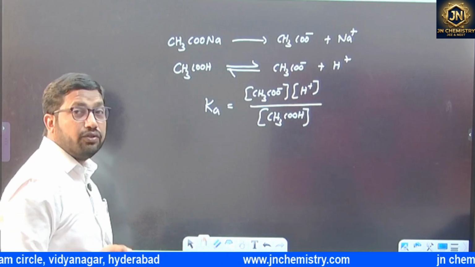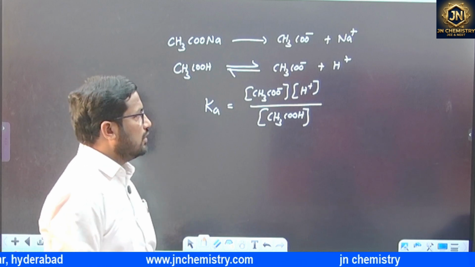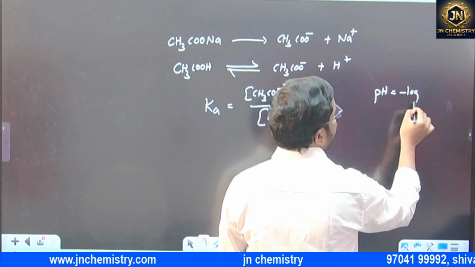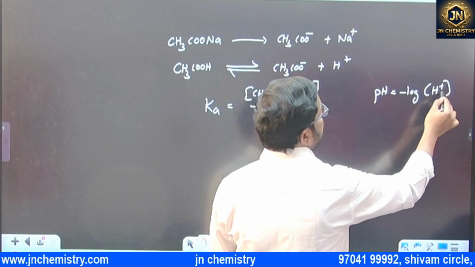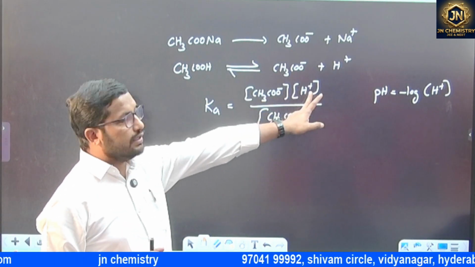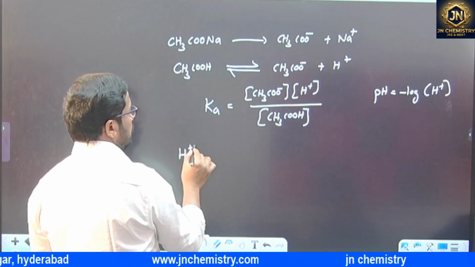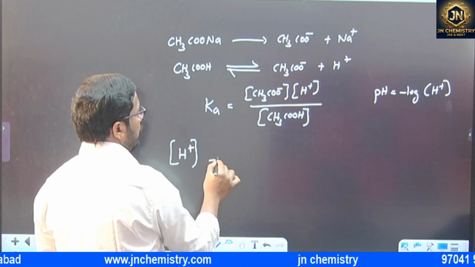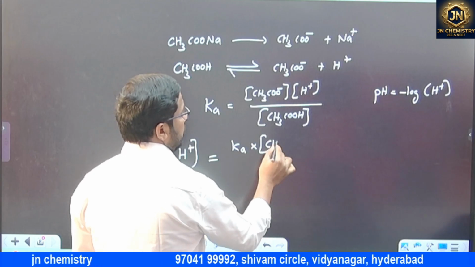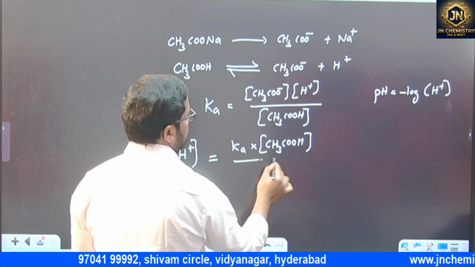So now we need to calculate the pH, right? pH means what we need to know. What is pH? Minus log of the H plus ion concentration. So we need to know the H plus ion concentration. Now the H plus ion concentration is here, on the left side. H plus ion concentration is equal to, come on, let me know how we have to rearrange. Ka into CH3COOH by CH3COO minus.